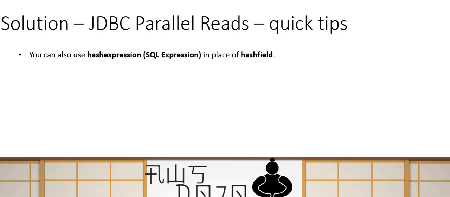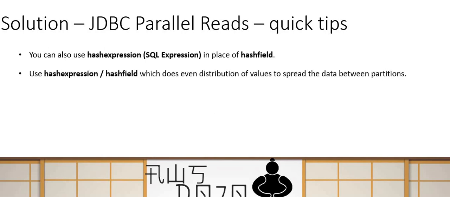That's point number 1. Point number 2 is, whenever you're using a hash expression or hash field, try to go for even distribution of values across the partitions, so that you get optimal performance. It is okay even if the distribution is not equal, but it is recommended that it be equal if you want to get the best performance.